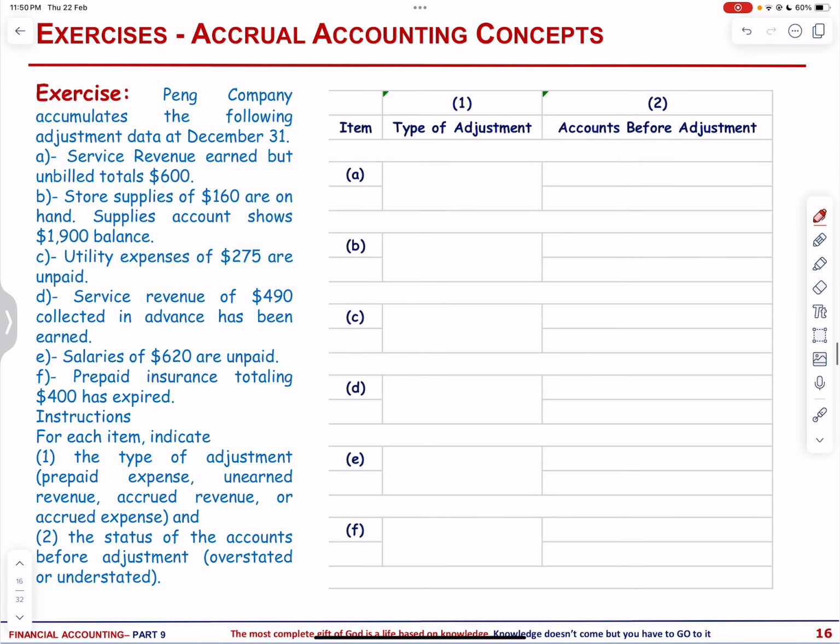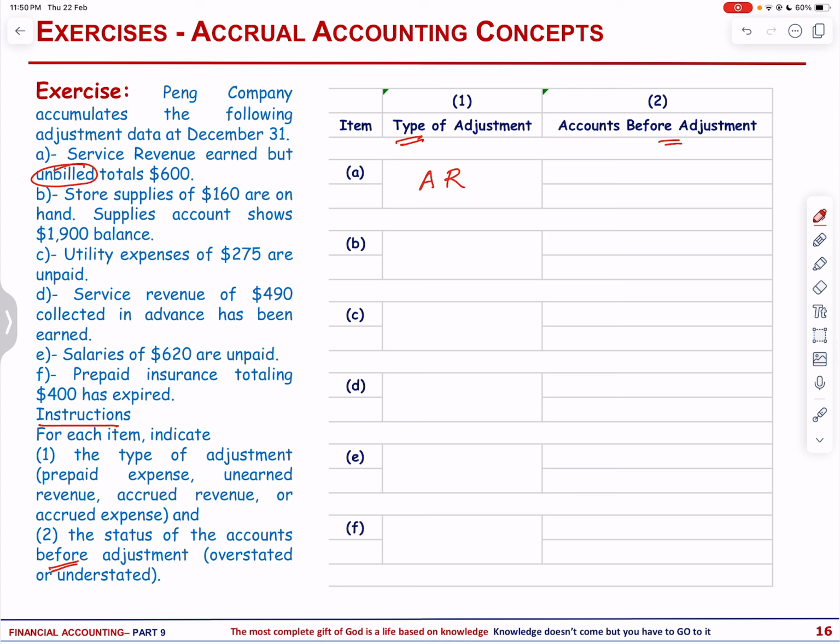Now, Peng Company accumulates the following adjustment data, and these are the instructions. For each, indicate the type of adjustment and the status of the account before adjustment. We have done a similar exercise sometime before, and look at the first one. A, service revenue earned but unbilled total 600. So that means this is accrued revenue, and before adjustment assets are understated and revenue is also understated.